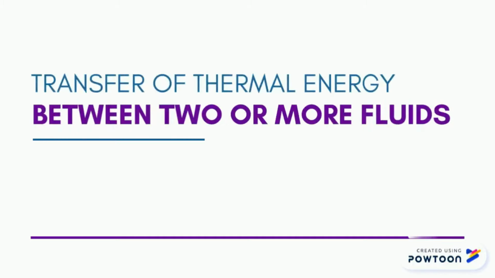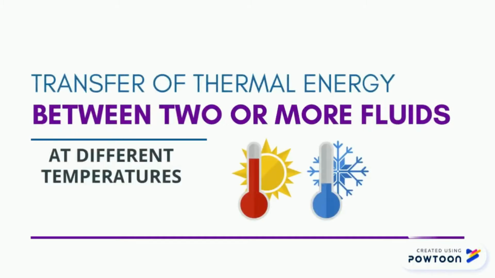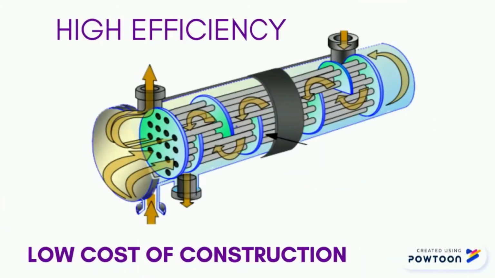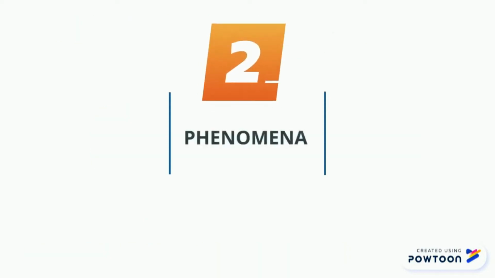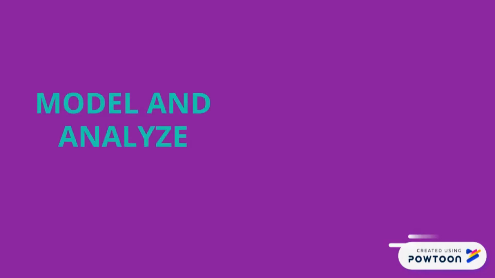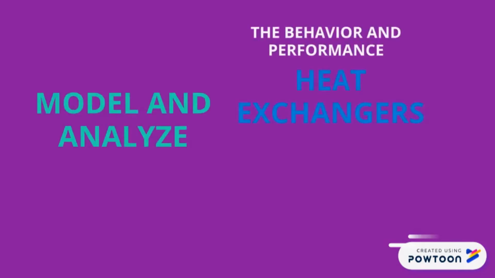Heat exchangers are devices that provide the transfer of thermal energy between two or more fluids at different temperatures. Shell and tube heat exchangers are the most widely used industrially due to their high efficiency and low cost of construction. The heat exchange occurs thanks to two important phenomena, conduction and convection. Due to its importance in the industry, it is necessary to model and analyze the behavior and performance of heat exchangers at different operating conditions.